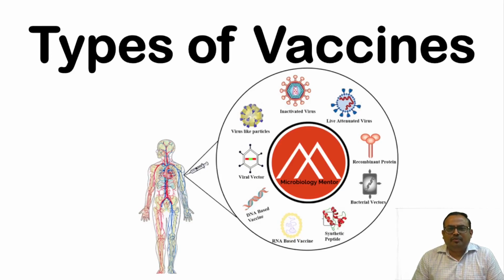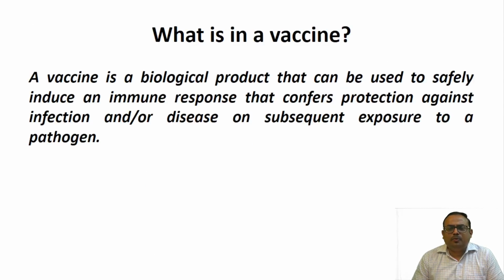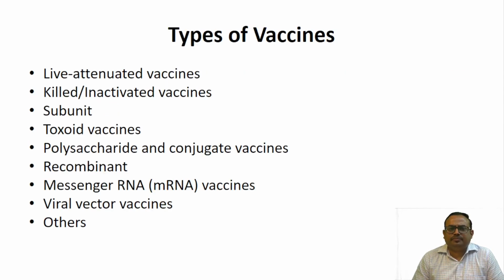In this session, we will learn about the types of vaccines. So let's see what a vaccine is first. A vaccine is a biological product that can be used to safely induce an immune response that confers protection against infection or disease on subsequent exposure to a pathogen.